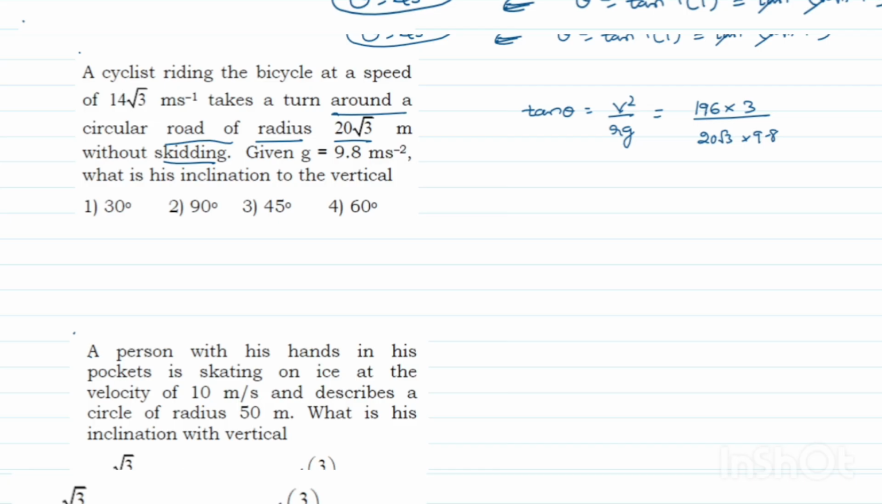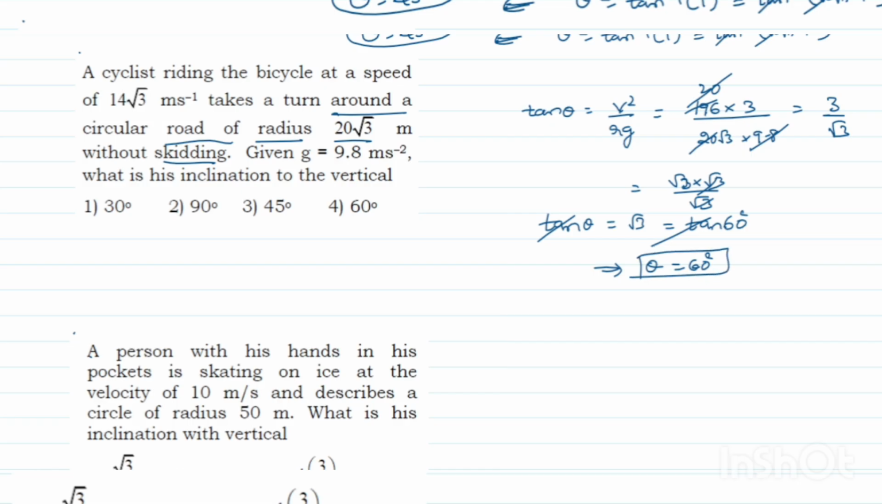Here 9.8 and 9.8 cancel, and here it will be 20 times, this 20 gets cancelled. Here we will be getting 3 by root 3, which is nothing but root 3 into root 3 by root 3. So here tan theta equals root 3, which is nothing but tan 60 degrees you have to write. Here we eliminate the tan function, and theta equals 60 degrees you are getting. This is the correct answer.